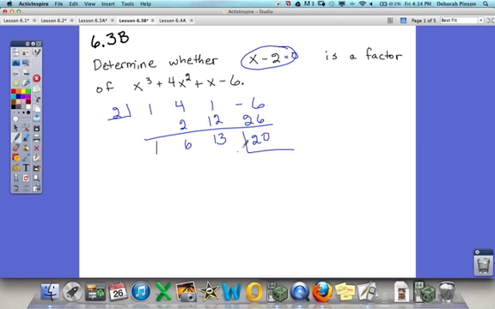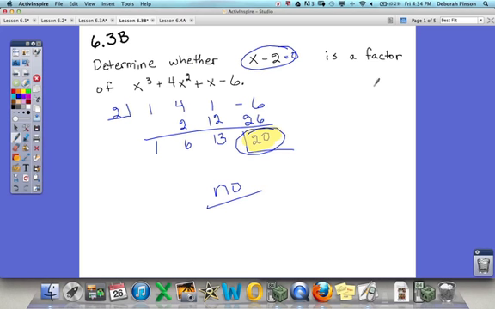Okay, if x minus 2 is a factor, then your remainder should be 0. So in our case, it's not a factor. And we're going to look at one here in a second where it is. Okay, so if it's a factor, the remainder should be 0.